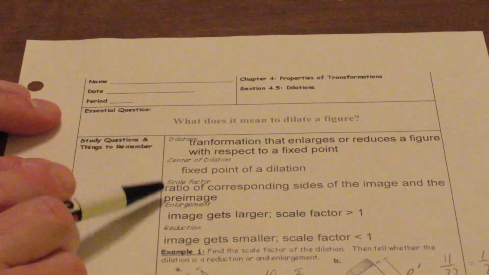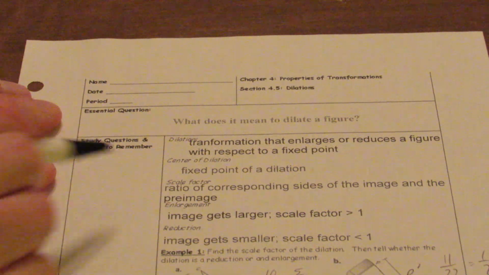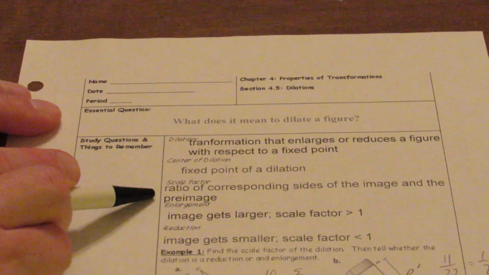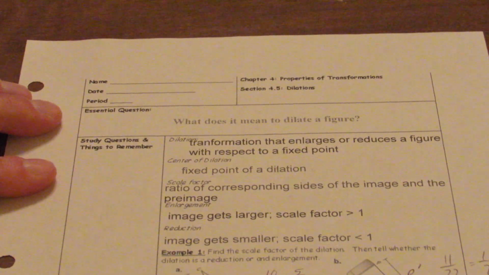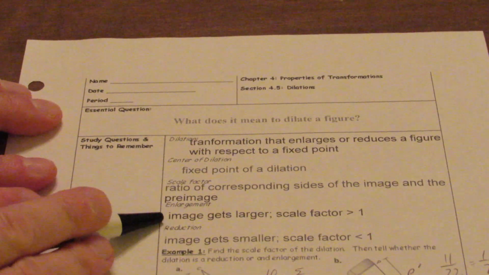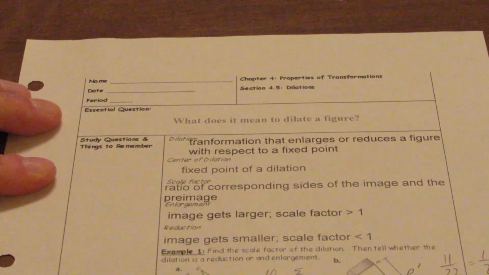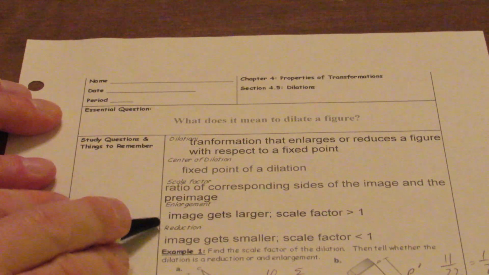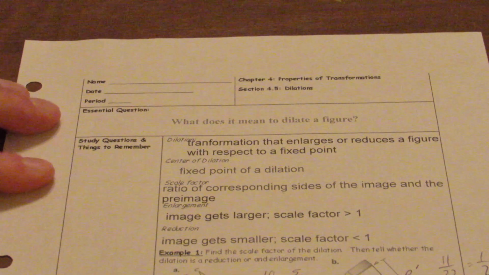A scale factor is a ratio of corresponding sides of the image and the pre-image. This is normally written as a fraction that shows the relationship. There are other ways to write it, but it cannot be written as a decimal. In an enlargement, the image gets larger, so your scale factor is going to be greater than 1. For example, 3/2 would be an enlargement. In a reduction, the image gets smaller, so your scale factor is less than 1, like a half.